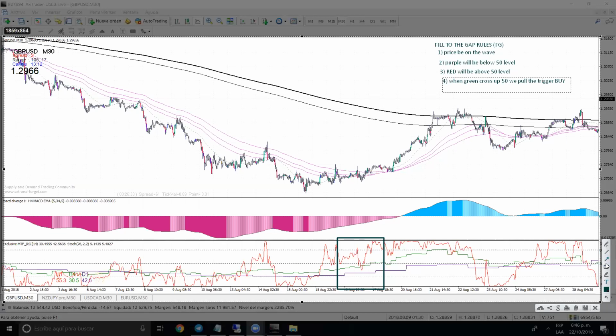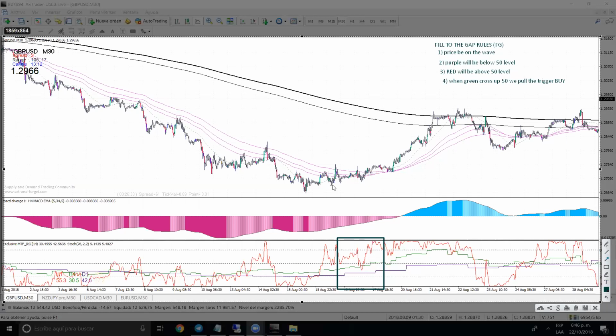Okay, so let's go over it again. The price is on the wave. We have purple below the 50 level, the red above the 50 level, and when the green line crosses, we buy. Just at this point, this point, this point, we buy here. We put our stop loss. If we want, we can use those lows to put our stop loss.